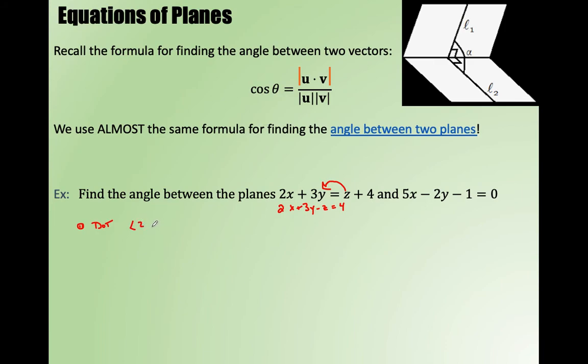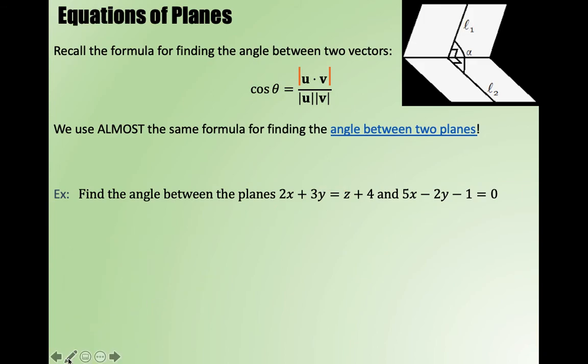And I'm going to dot 2, 3, and negative 1, you tricky kids, dotted with 5, negative 2, and negative 1. I did that dot product, and I got 4. Check my math on that, right? 10 minus 6 and plus 1. Oh wait, this is a 1. Sorry, that's not right. Thank you for checking my math on that.